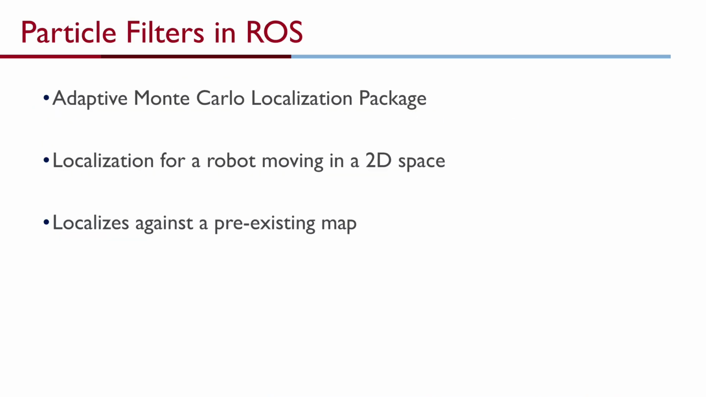Now that we understand how particle filters work for localization, let's see how they are implemented in ROS. The implementation is called Adaptive Monte Carlo Localization, commonly known as the AMCL package. The word adaptive refers to the KLD sampling method we just discussed. AMCL is used to localize a robot in a 2D space using laser scans and a pre-built map.